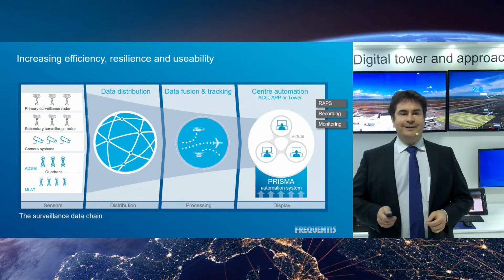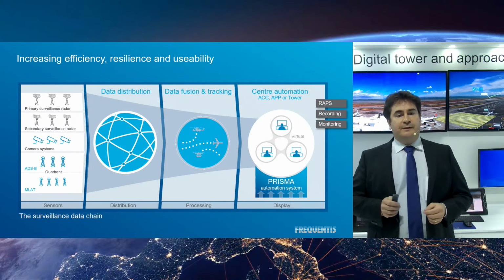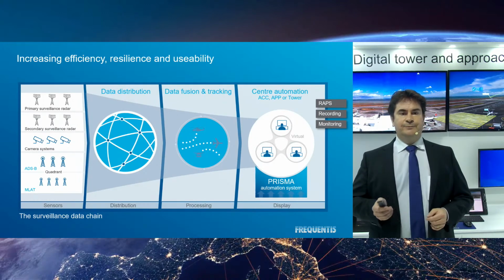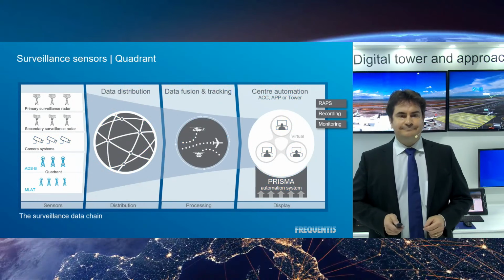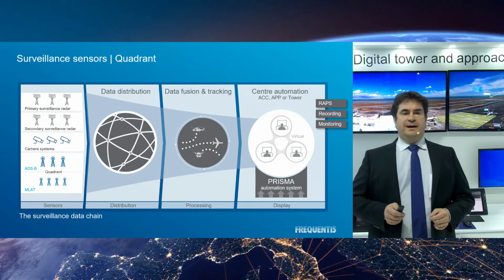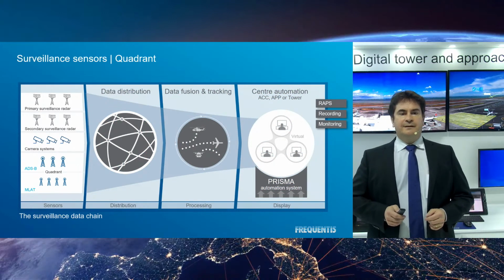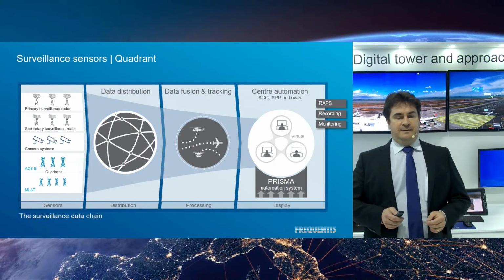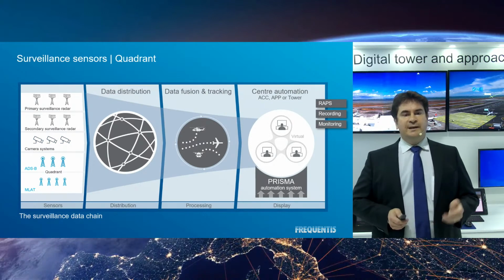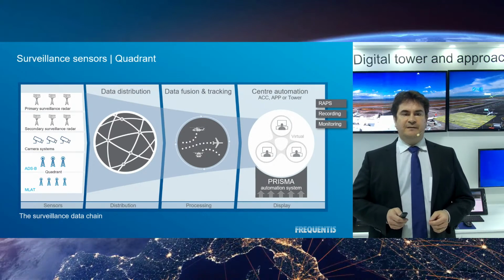Now we are looking at each step of the surveillance chain and check what we can do here and which solutions we have for you. The first part of the surveillance chain is, as I said, sensors, and we have here a solution for ADS-B sensors and MLAT.